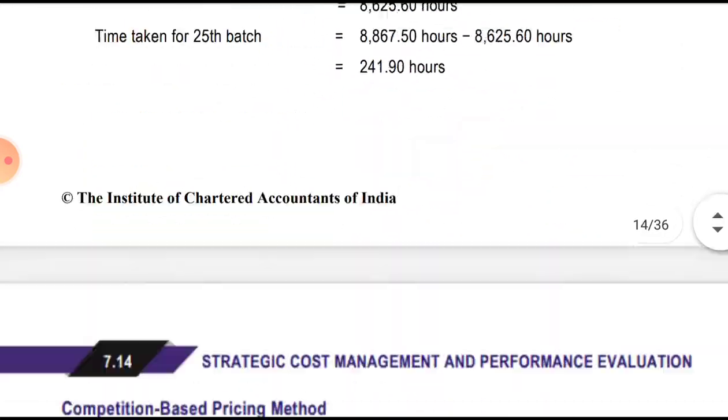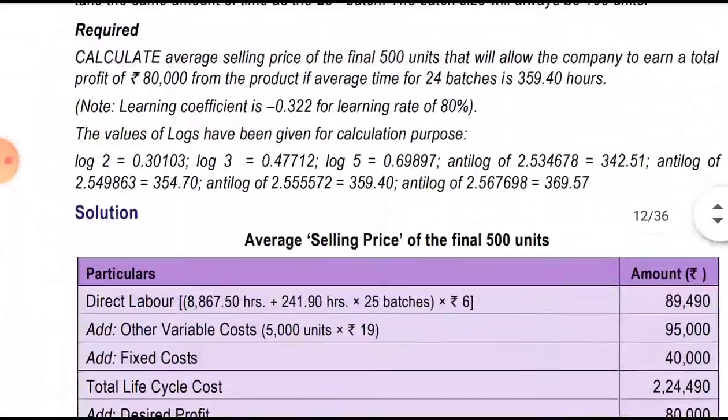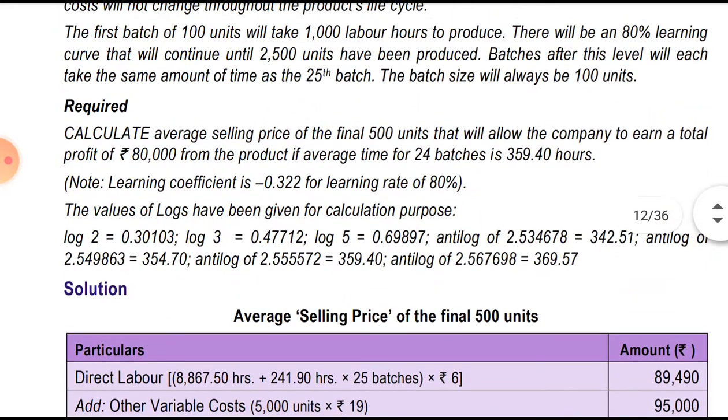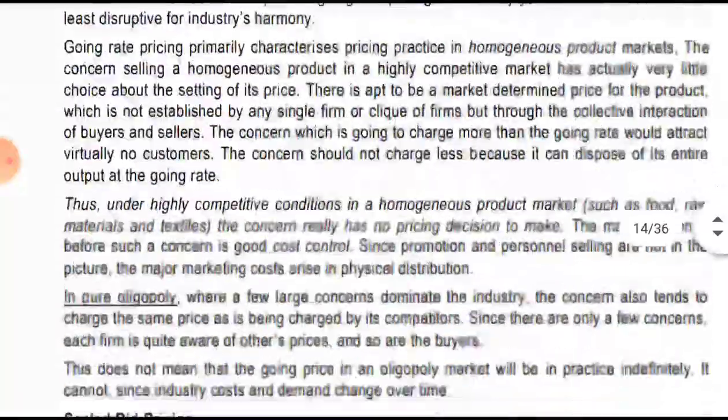By this we complete our sum, because what they had asked is to calculate the average selling price. See, in the required part they had asked to calculate the average selling price of the final 500. So we found the selling price and then divided by 500, so we have got a selling price per unit of 32.98. With this we are done.